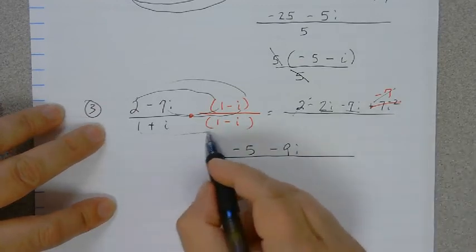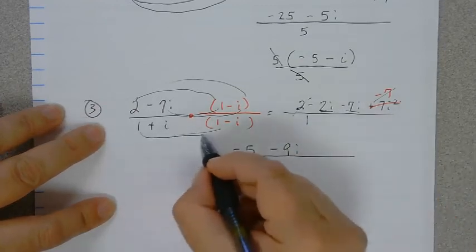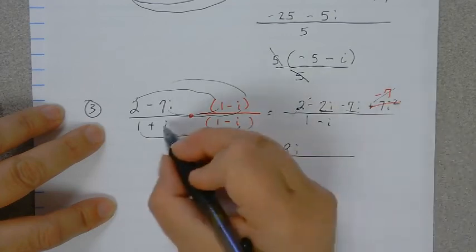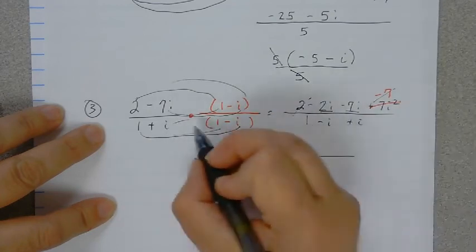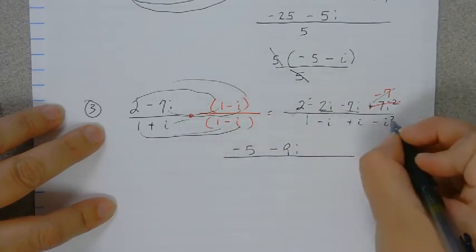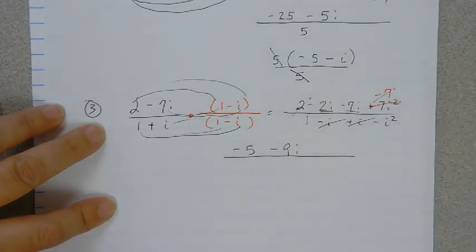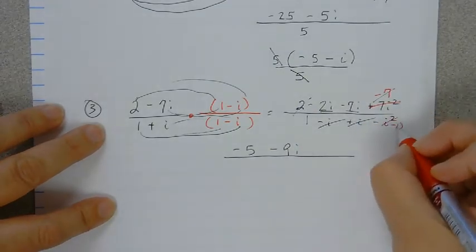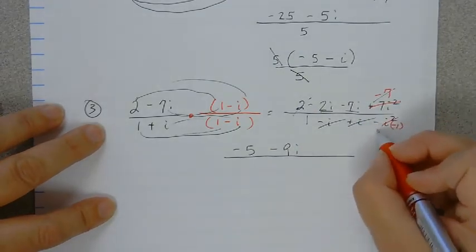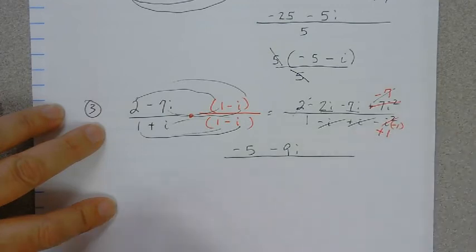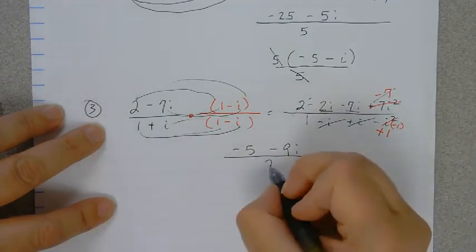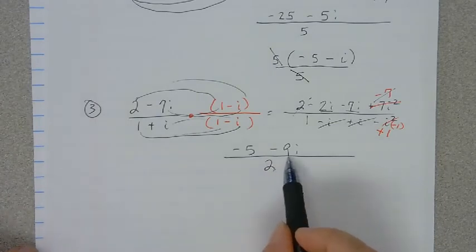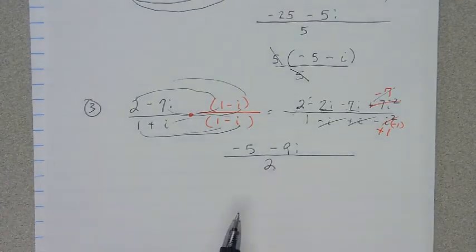All right, on the bottom, 1 times 1 is 1. This turns to minus i plus i minus i squared. So these cancel. This is negative 1, but I have the opposite of negative 1, so this really is a plus 1. So on bottom I have 2. Since 2 doesn't go into both of these numbers, I cannot reduce.